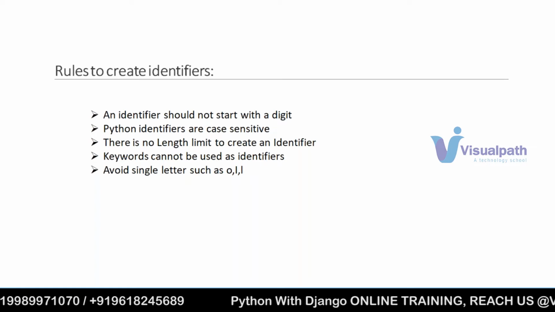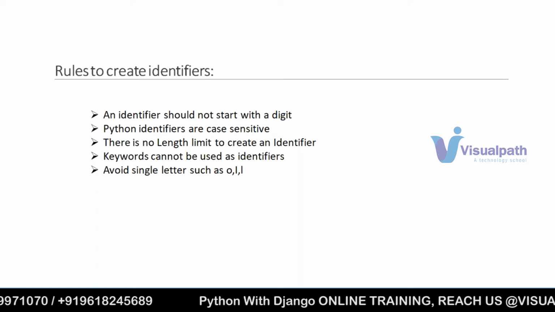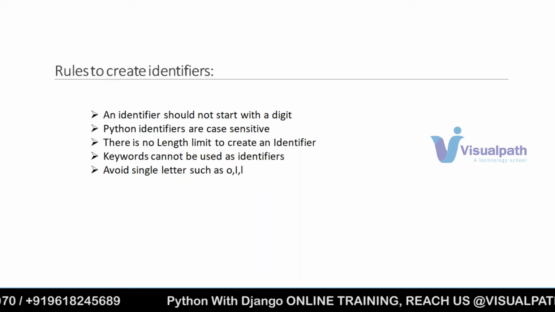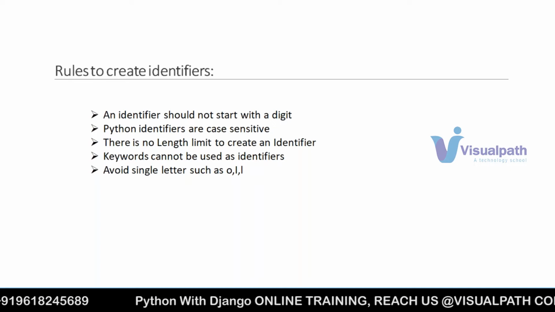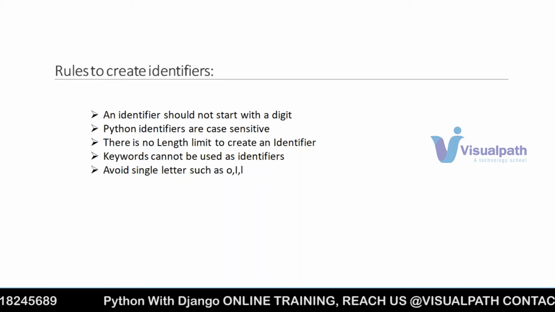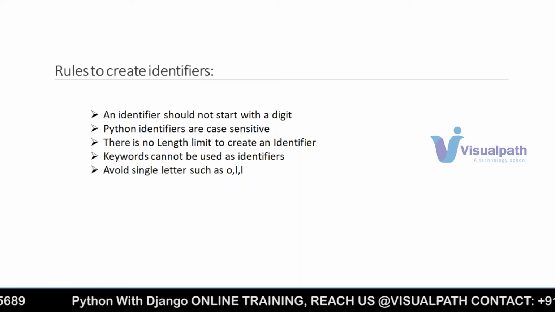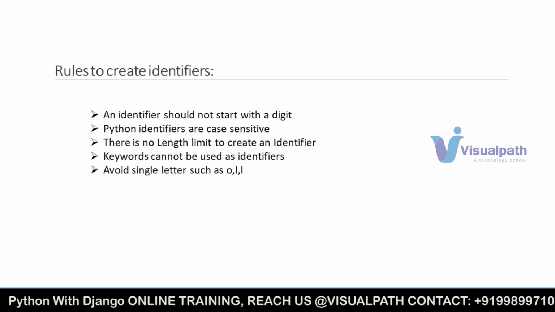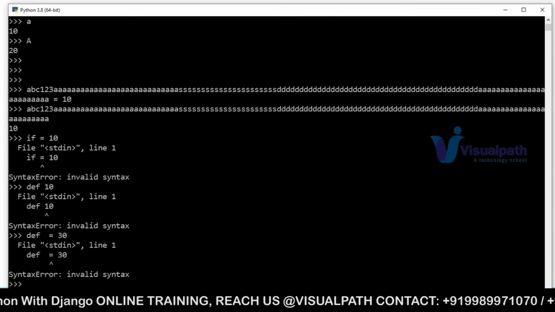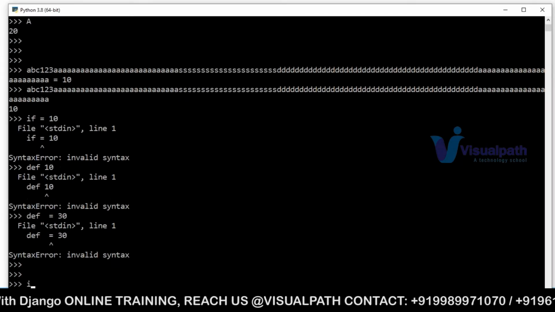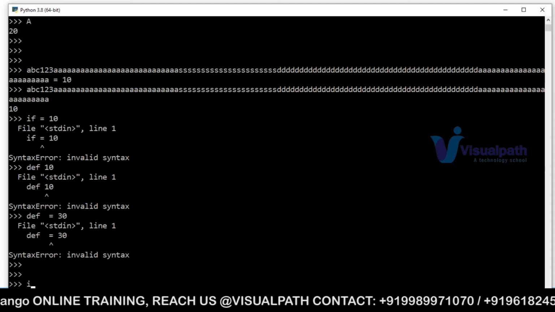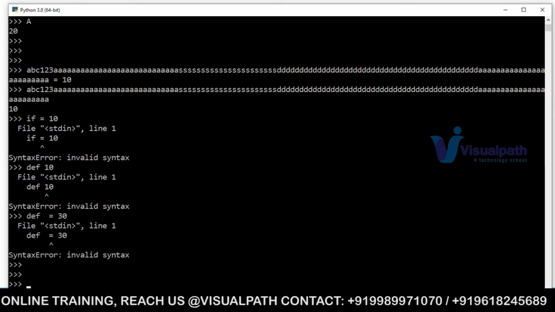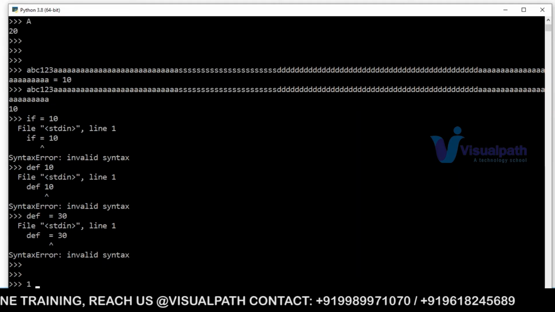So most of the time we get confused whether it is O or 0, I or 1, or L or capital I, right? So just to avoid such things, try to avoid single letter characters such as O, I, and L. Say if you see here, in this interpreter it is properly giving now.